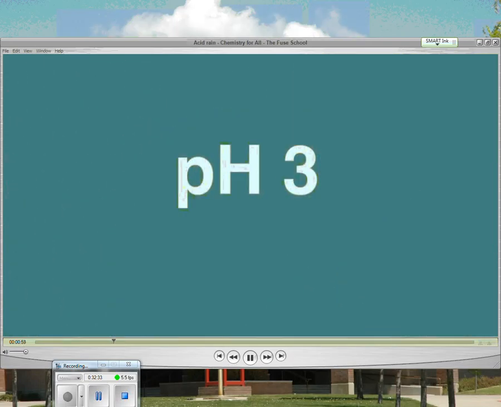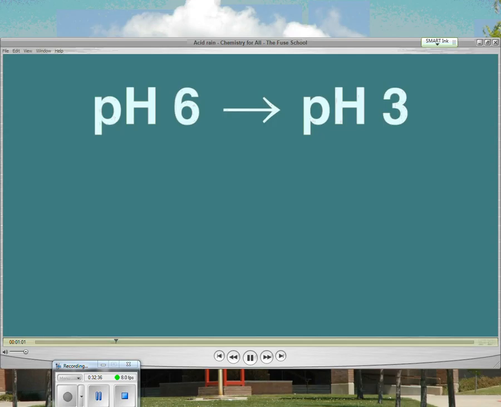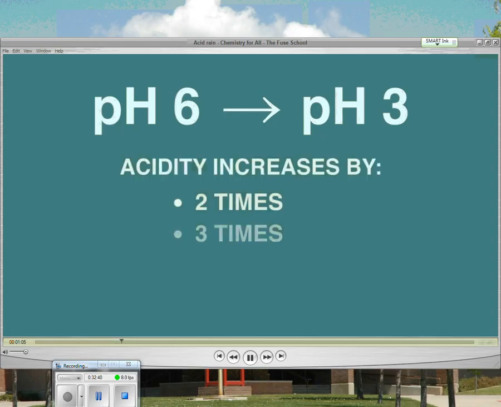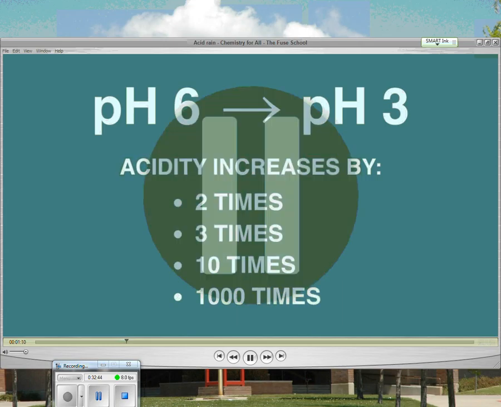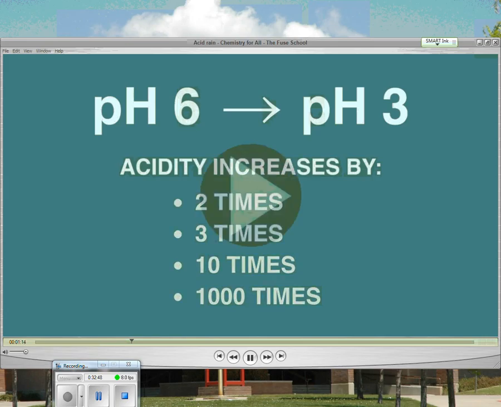When the pH changes from 6 to 3, what do you think the acidity increases by? Hold up your finger. What times do you think it is? 3 times, 10 times, 1,000 times? So 1, 2, 3, or 4? Choice 3. I think I heard 3, I heard 4.